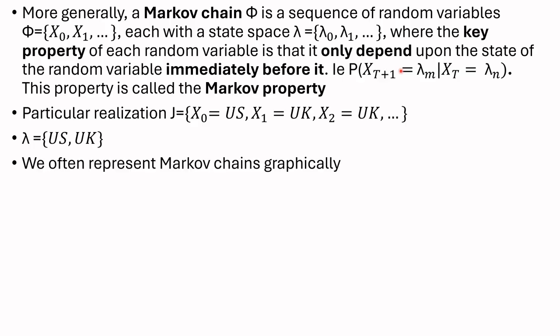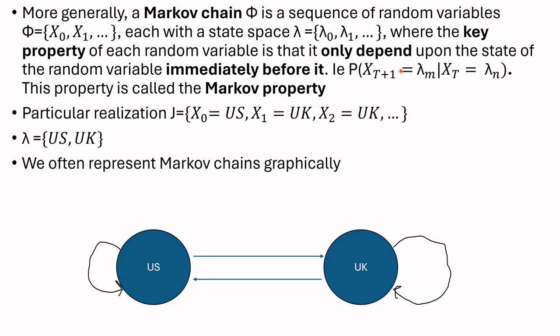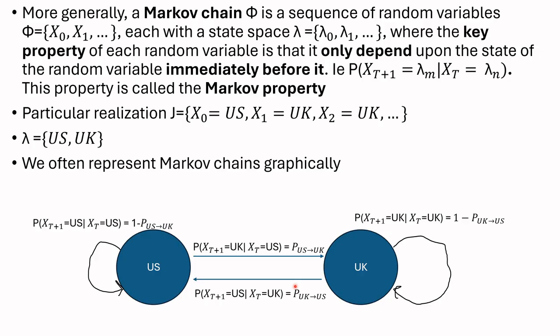So we often represent Markov chains graphically. This is just a graph. He can either be in the US here, and these are little transition arrows. He can either go to the UK or stay in the US, similarly for the UK. And of course, each of these transition arrows would have its own probability of transition. So this is saying if he's in the US, the probability that he goes to the UK the next year is of course P sub US to UK. And then here you would just fill in all the other probabilities that we gave before.